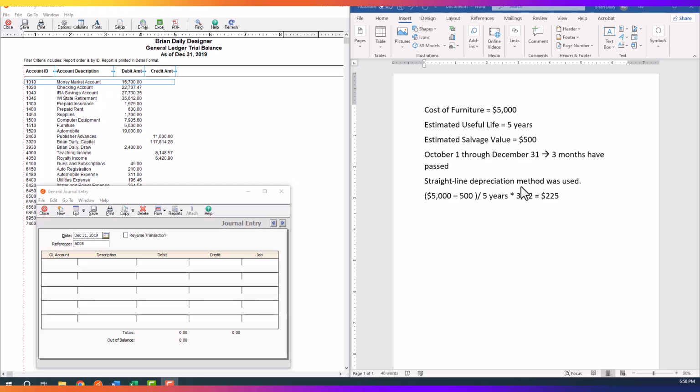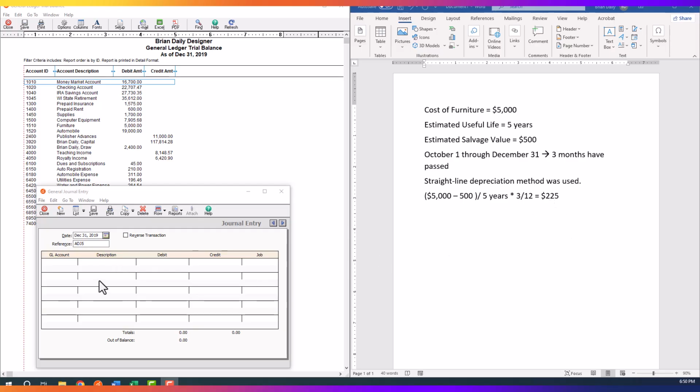So we need to look at the method. They're using the straight line method. So we do the same kind of math again: take the original cost of 5,000, subtract out that salvage value of 500, take that difference, and divide it by the useful life. That would give you the depreciation expense per year, but we're not dealing with a full year. We're dealing with a fraction of a year. So we take the 3 months over 12 months and do the calculation. We can see that's $225 of depreciation for that 3-month period on the furniture.